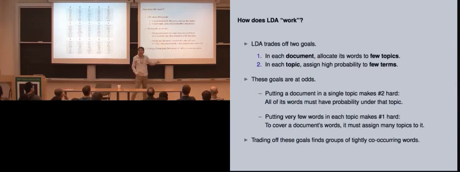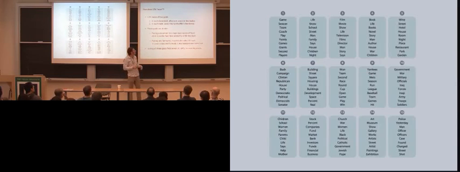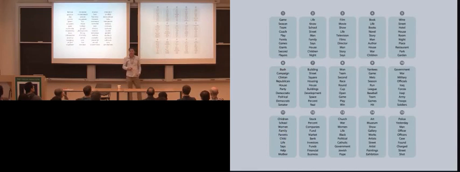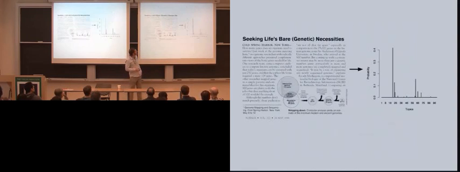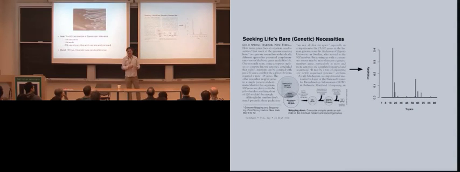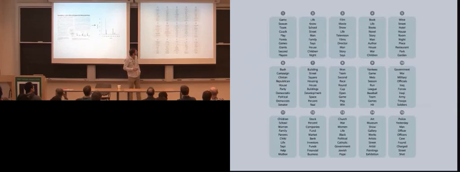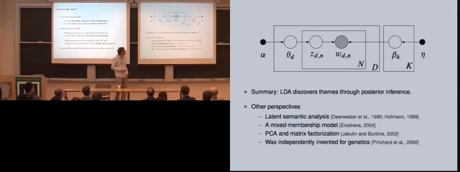If I put a document in a single topic, then that topic has to cover all of the words in that document. Okay, and if I put very few words in each topic, then I need to use many topics to cover the words of a document. Okay, and so what the posterior of LDA is doing is trading off these two goals to find these groups of words that co-occur tightly, right? And that's what these topics are. Okay, and that's also why you see pictures like this, where a document, even though it's got many different words in it, is going to be covered by only a small group of topics. Okay, so that's what I wanted to say about LDA.